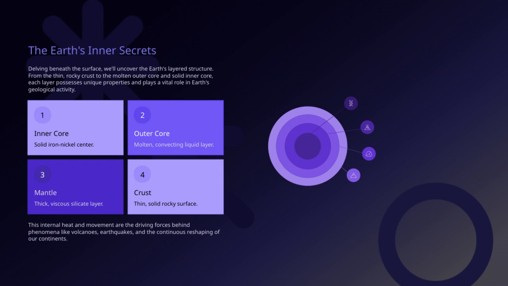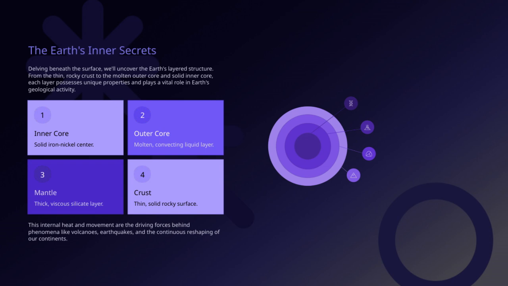Moving deeper, we reach the outer core. This is a molten, convecting liquid layer made mostly of iron and nickel. The movement here creates Earth's magnetic field, which is vital for protecting us from solar radiation. Finally, at the very center, we have the inner core. It's a solid iron-nickel center, extremely hot but under immense pressure, which keeps it solid despite the high temperatures.